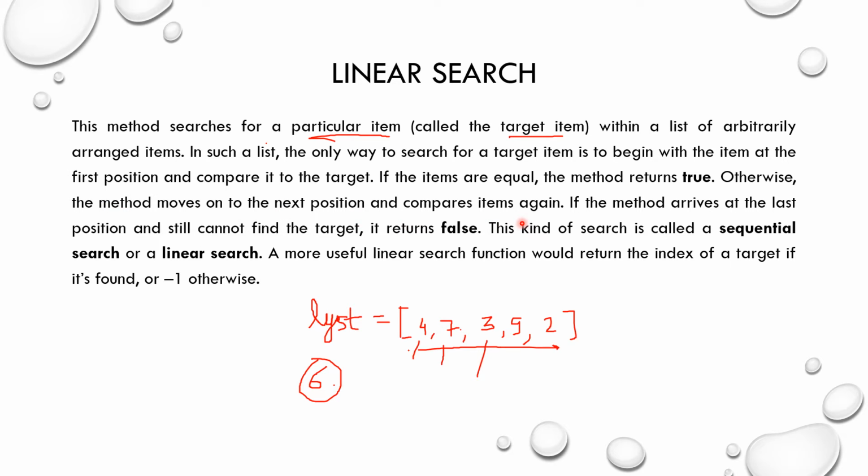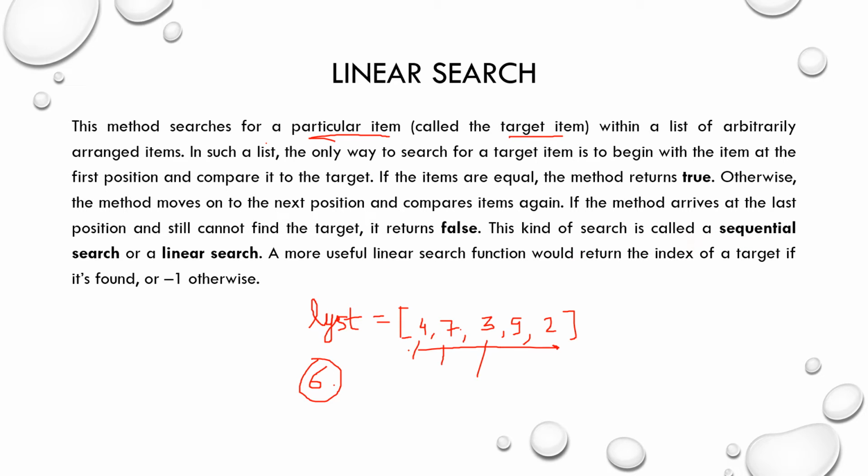Okay, if the method arrives at the last position and it still cannot find the target, that is, we have moved to the end of the list and the item is not found, it returns false. That is, the item is not present in the given list. This kind of search is called a sequential search or a linear search. That is, we move one by one, comparing the target element with each element, first with 4, then 7, moving linearly in order. That is known as the linear search, or also the sequential search.